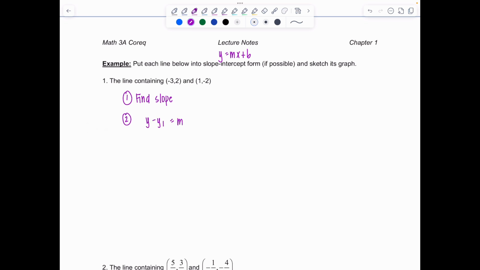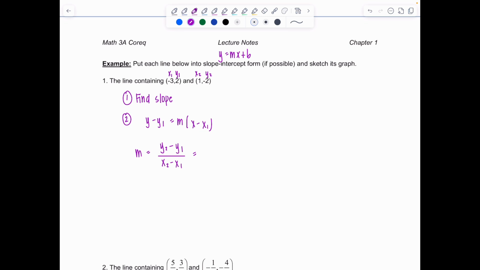y minus y1 equals m times (x minus x1). Okay, I would say start off, label the points (x1, y1), (x2, y2). Students mess up by jumbling that around. That's the most common mistake I see. So m equals, you just need to remember this, (y2 minus y1) over (x2 minus x1). And it doesn't matter which one's (x1, y1) and which one's (x2, y2), just be consistent throughout the problem.